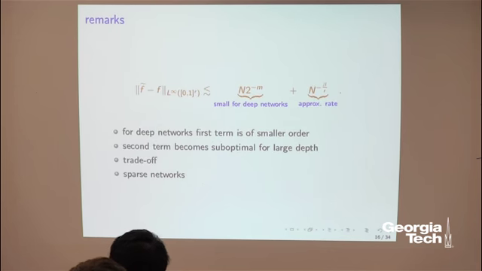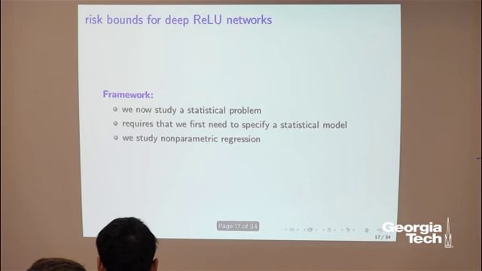Okay, so that's what I already said. Now, based on the approximation theory, that doesn't tell us anything about how the network can perform if we really have a data set and if we have data, right? So that's what we want to study now.